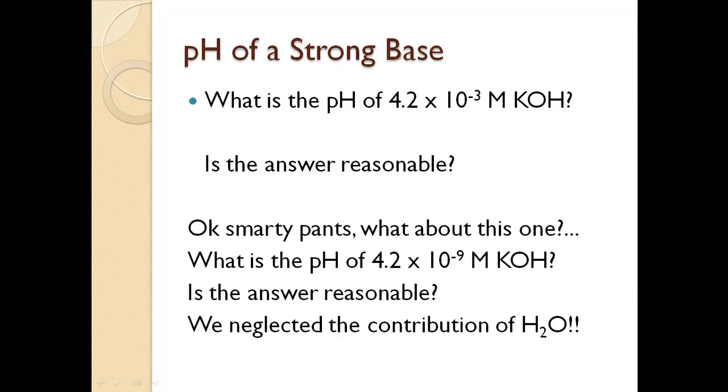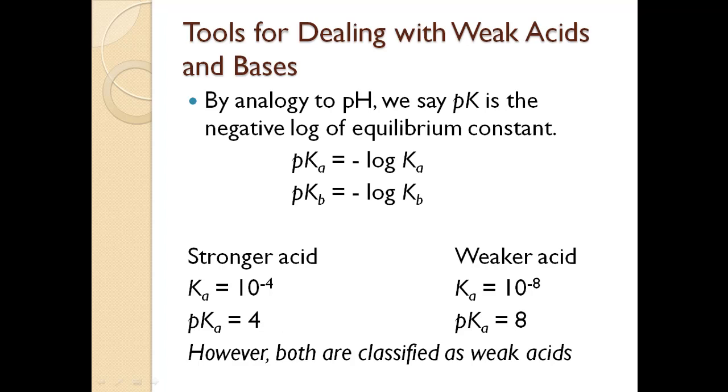All right, let's move on. The last thing I want to talk about is some tools for dealing with weak acids and weak bases. Just like we use pH, we can say that the pK or the pKa is the negative log of whatever equilibrium constant. If you don't know this already, whenever you put a p in front of a value, that basically tells you that they're taking the log of it. So that's what the p actually means.